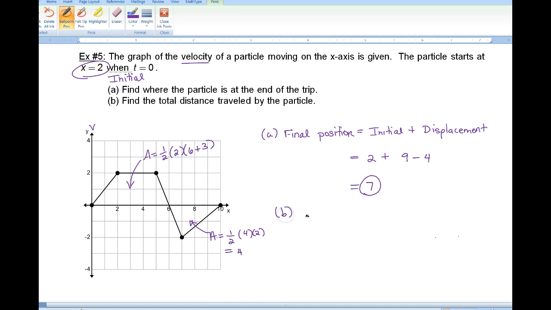All right, how about B? What's the total distance traveled? Now, does the initial position matter? No. All we care about is the area under the curve, but we want to make sure that they're all positive. So basically this one was above, so that's going to be 9. And then instead of subtracting the 4, we just want to make it a +4. We've done some of this before, so it shouldn't look that different.